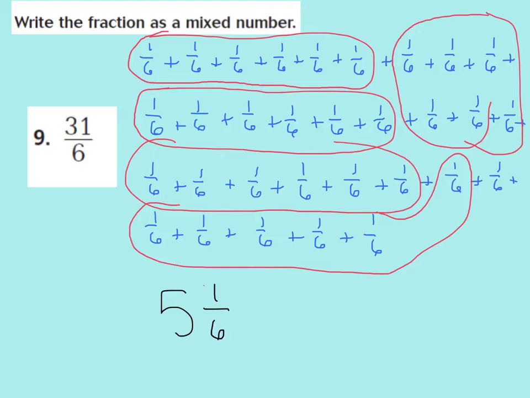Another way you can do it, if you don't want to draw out 31/6 and count up all of your groups of wholes, is to take 31/6 and divide 31 divided by 6. So how many groups will fit into 31? 5 groups will fit into 31 and 1 will be left over. So it'll be 5 wholes and 1/6. And this shows 5 wholes, 1, 2, 3, 4, 5 wholes and 1/6 left over.